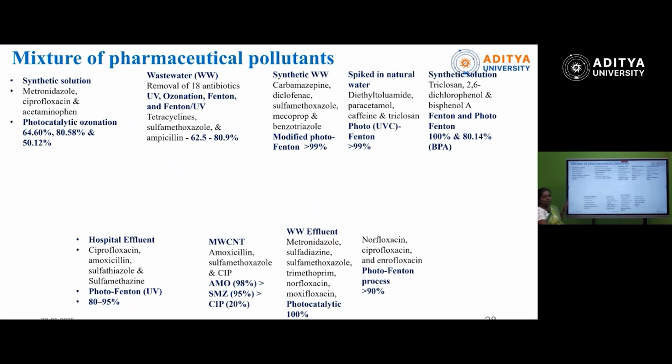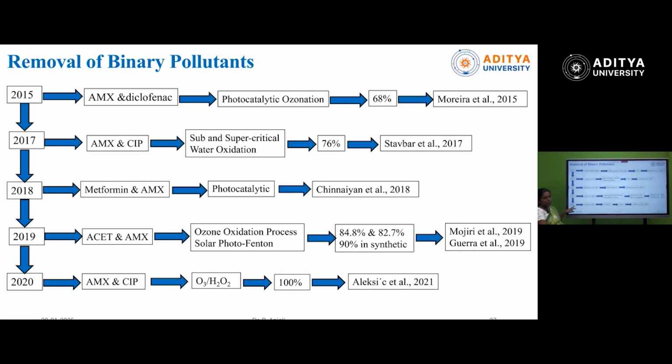Okay, so far I have shown the single and binary. So you can see the trend, how the trend has changed over the period of time from 2010 till 2015, or 2020, 23 and all. Slowly, up to 2020, they focused on single and binary pollutants.